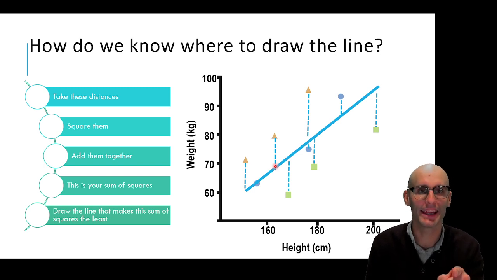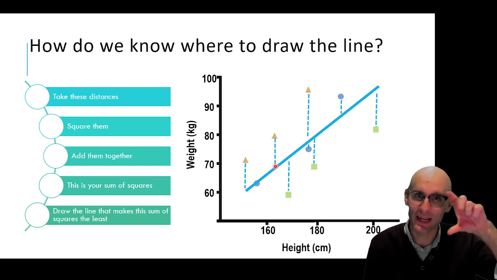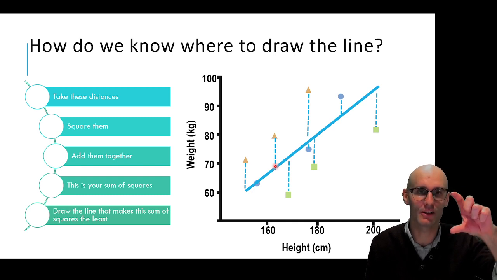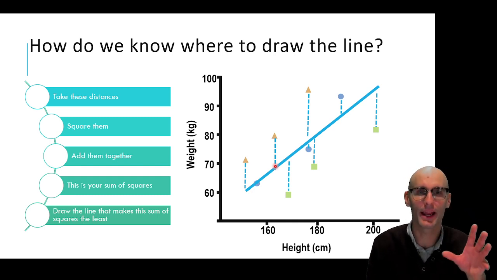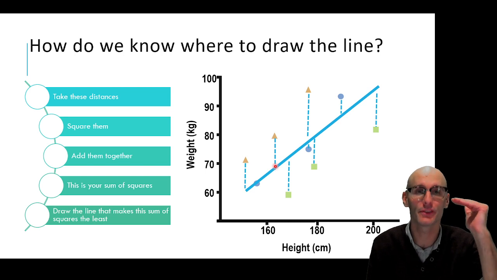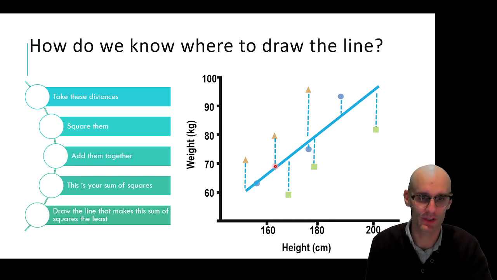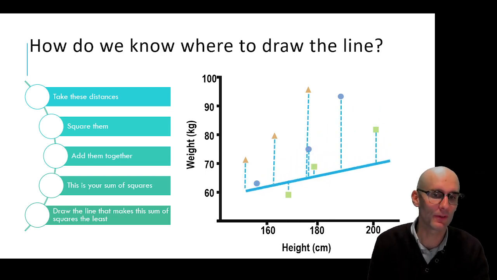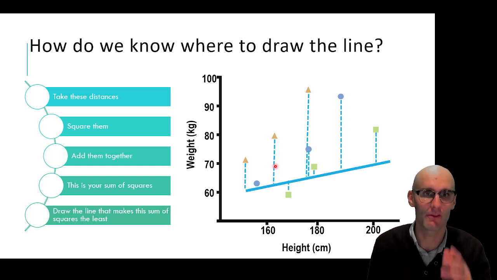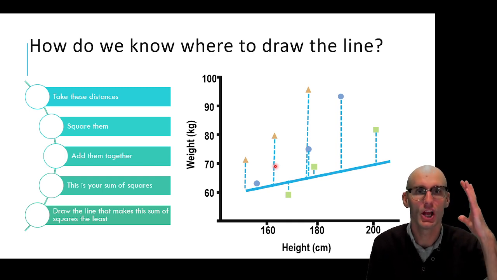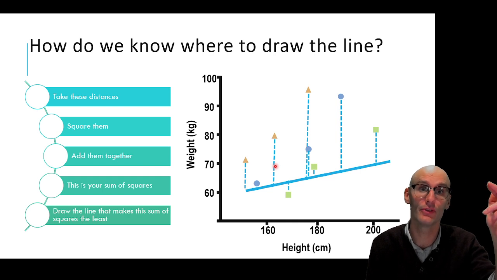Once we add up all the distances between those lines, we square them, and we add all that up, how do we make that number, the sum of squares, as little as possible? And what you can see, hopefully, is if I were to draw my line there, I would have really big lines. I would have huge distances between the values and the predicted values.